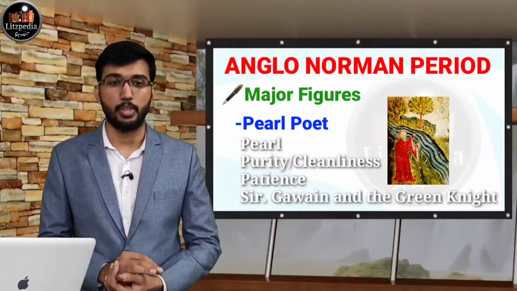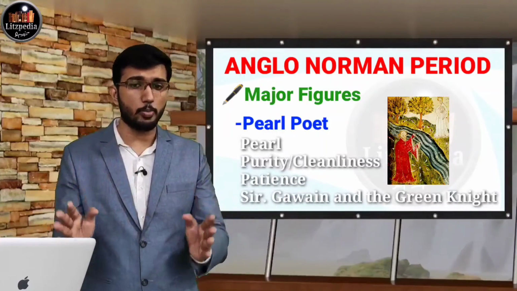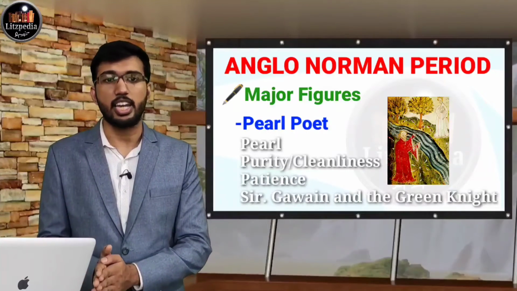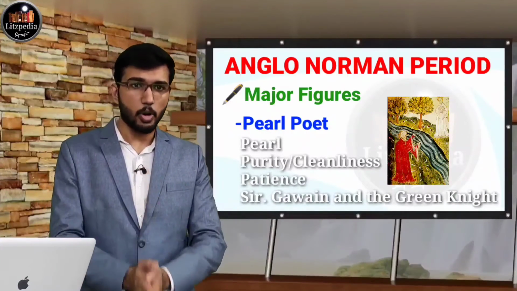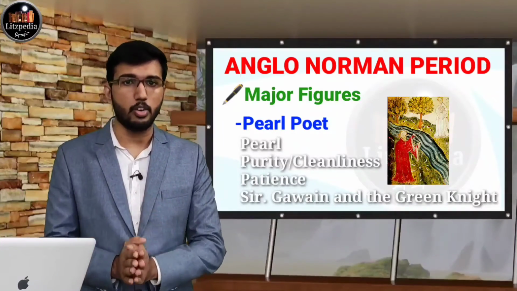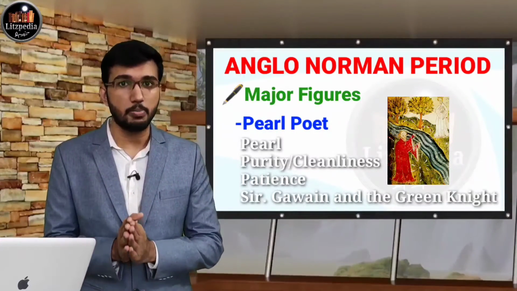Tolkien. Okay. And we need to note that all these four poems by Pearl Poet were written in a single manuscript. Okay, so these are the important writers in the Anglo-Norman period: Geoffrey of Monmouth, Wace, Layamon and Pearl Poet.